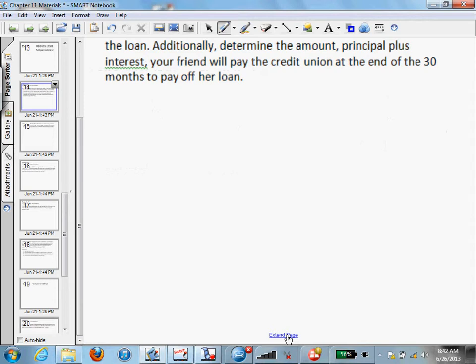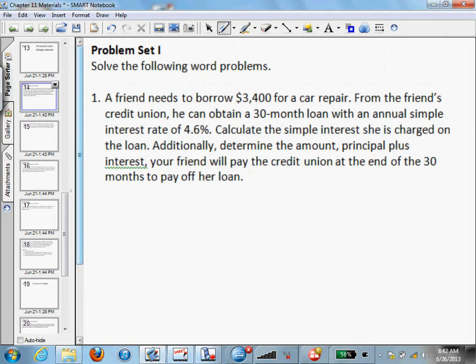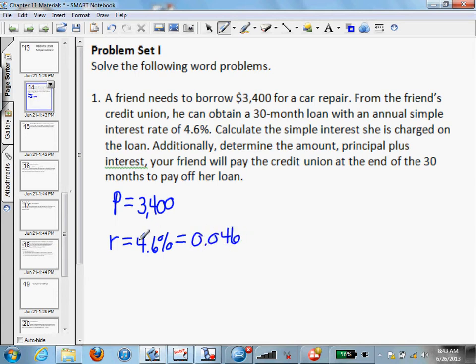So let's get started. Okay, so first I'd like to go through and recognize what's going on. The principal is going to be the amount she's borrowing, or $3,400. The rate is going to be 4.6%, and you're really going to want to write this as a decimal so that way you can work with it easier. So it's going to be 0.046, and the time is going to be 30 months.